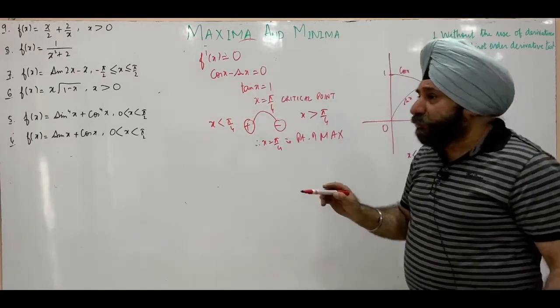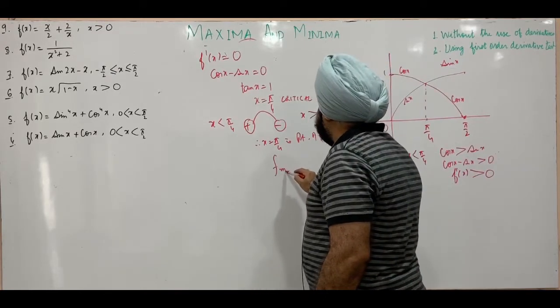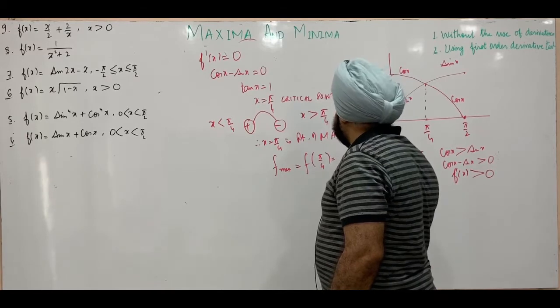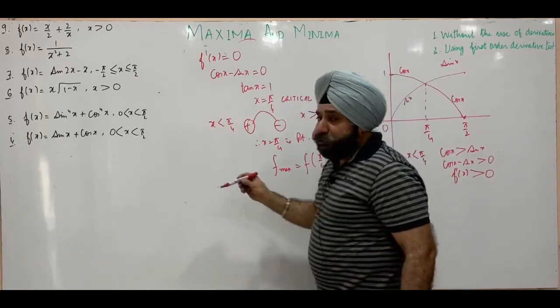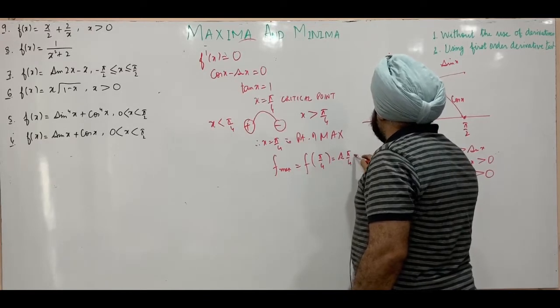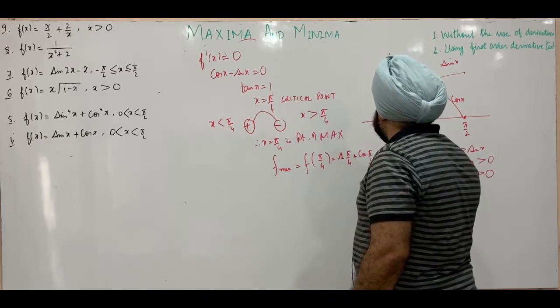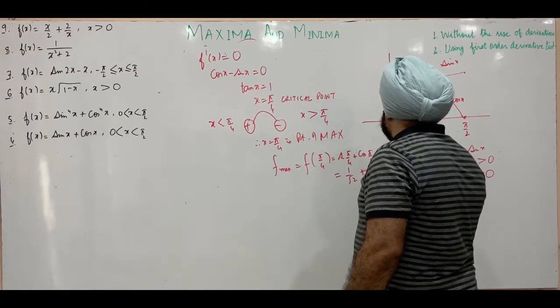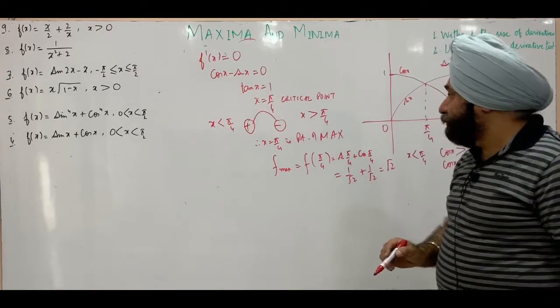And what about the maximum value of the function? F max is f of pi by 4, and that will be, we put x equal to pi by 4 in the function, that's sin pi by 4 plus cos of pi by 4. It's 1 by root 2 plus 1 by root 2, which is root 2. Root 2 is the answer.